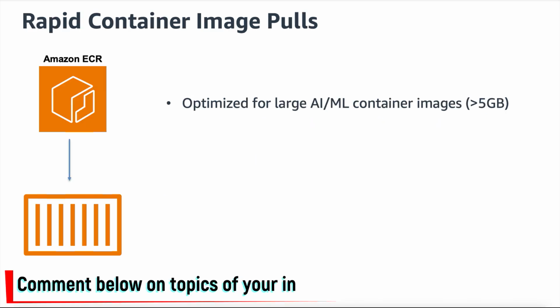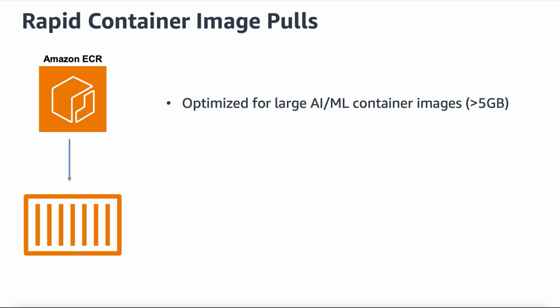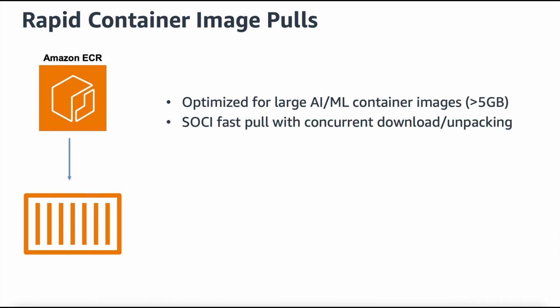Ultra-scale AI/ML workloads typically use large container images such as PyTorch training frameworks, TensorFlow notebooks, and SageMaker distributions, often exceeding 5 gigabytes. The speed of downloading and unpacking these container images becomes a critical factor in workload readiness at scale. We introduced Seekable OCI Fast Pull, which enables concurrent download and unpacking operations. Seekable OCI Fast Pull downloads large layers in chunks, allowing this step to complete much faster than traditional sequential approaches.